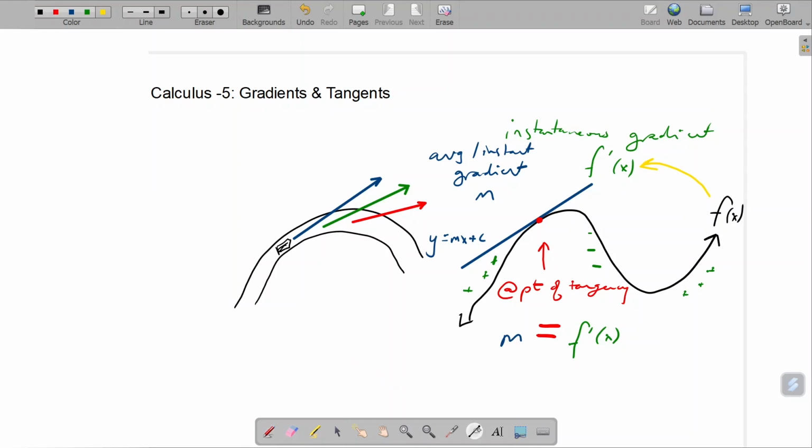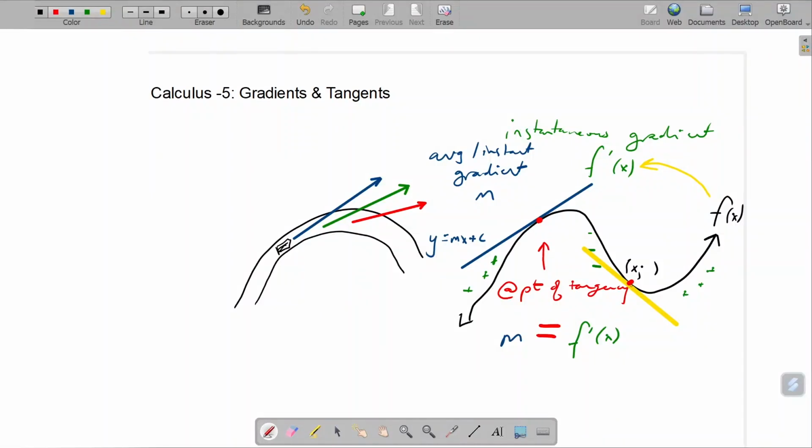If I drew in a tangent at a different point, let's say at this point here, all I would need to know is the x value of this contact point. Okay, I would need to know this x value. The y value is not actually all that important. I need the x value to work out the gradient of the curve, and the gradient of the curve would give me the gradient of the tangent.